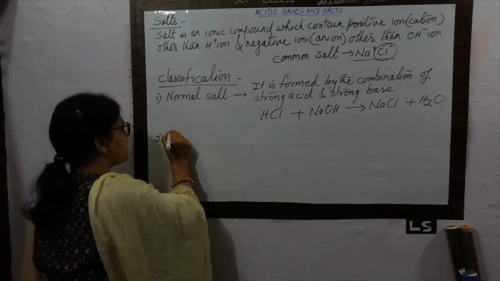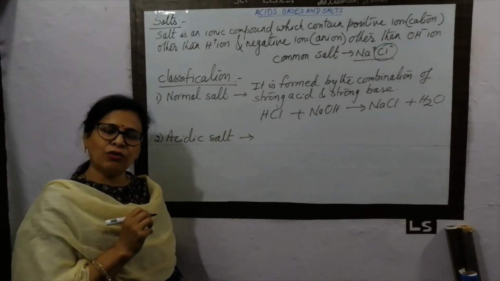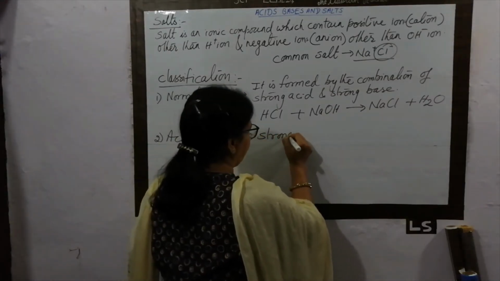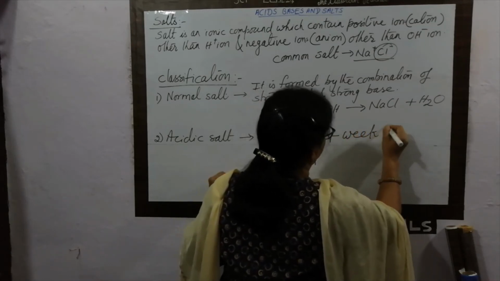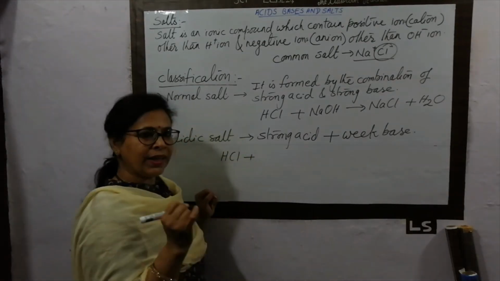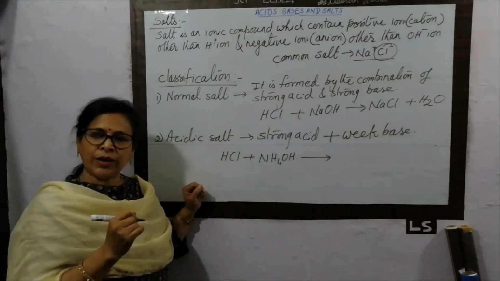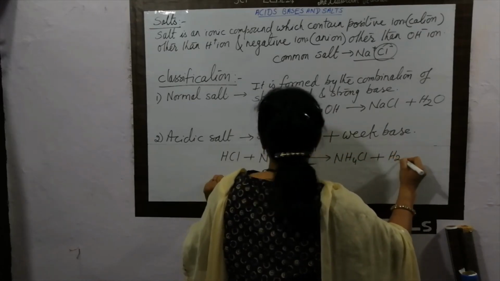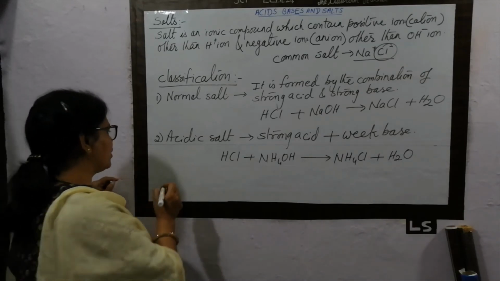The second is called the acidic salt. If a salt is formed by the combination of a strong acid but a weak base, then the salt is called the acidic salt. For example, the strong acid is HCl and the weak base is NH4OH, ammonium hydroxide. When these two combine together, what happens? The salt which is formed is NH4Cl, ammonium chloride, by releasing water, that is H2O, and this is an acidic salt. Because the acid is strong here, the nature of this salt is acidic.